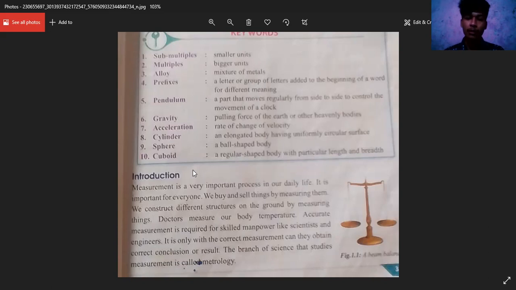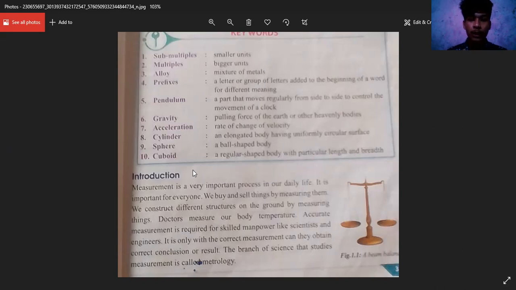They will measure that thing. Then only they will start to make houses and buildings. Right? So measurement is necessary for construction work also. Right? Similarly, a doctor measures our body temperature. Again, whenever you go to hospital, at the very first, whenever you have got fever, the doctor will measure temperature.